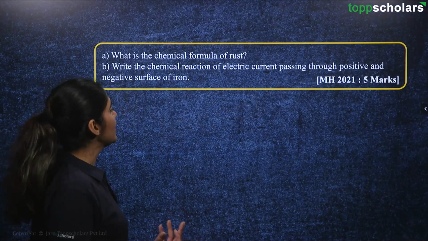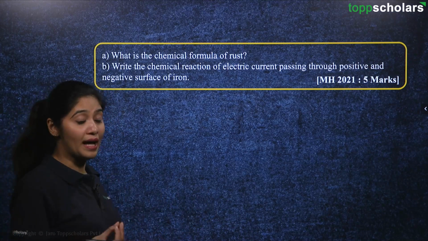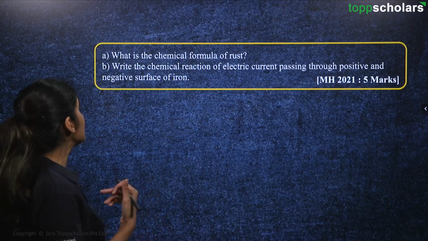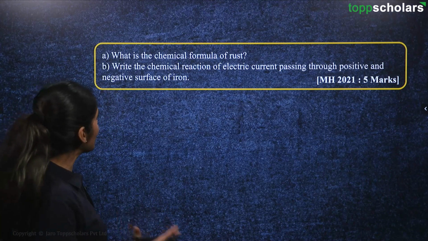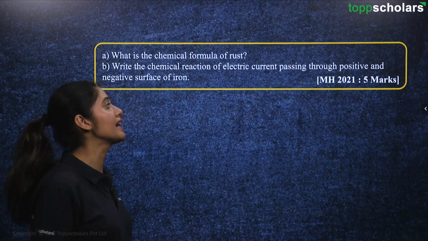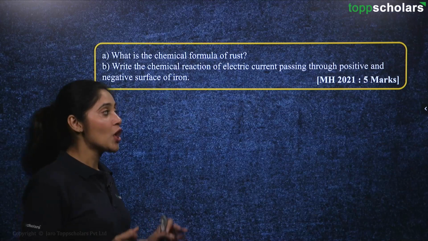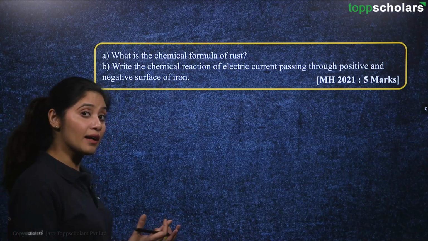What is chemical formula of rust? So, this is again repeated and it is also a 5-mark question. So, it has 2 sub-parts. What is chemical formula of rust? Then write the chemical reaction of electric current passing through positive and negative surface of iron. So, we are going to answer this again.